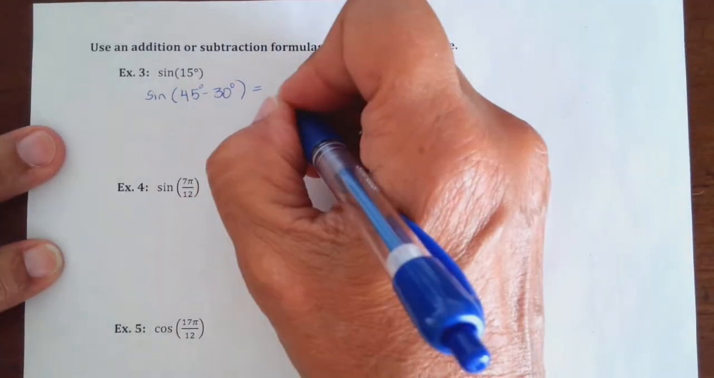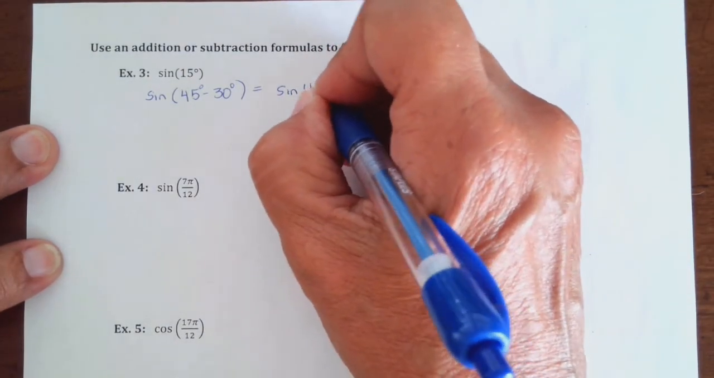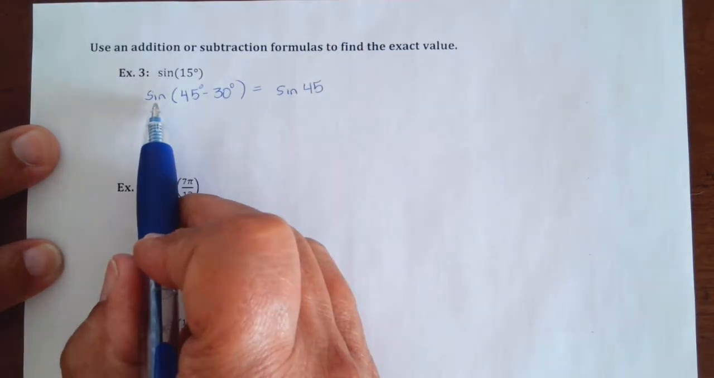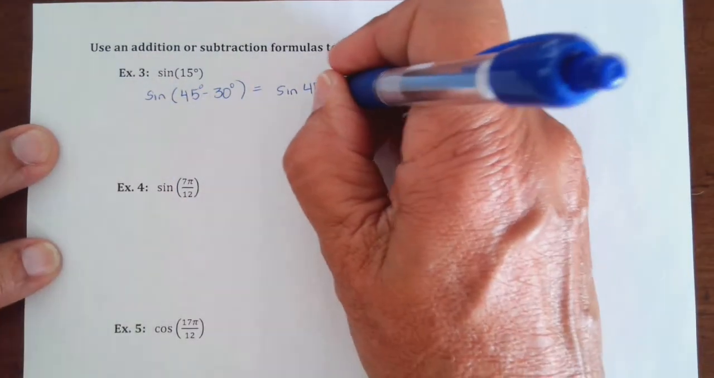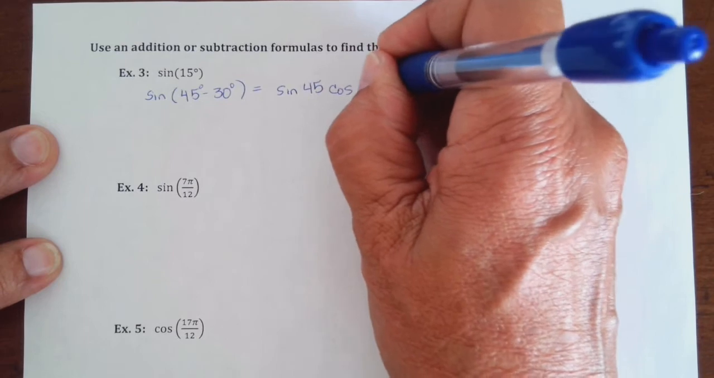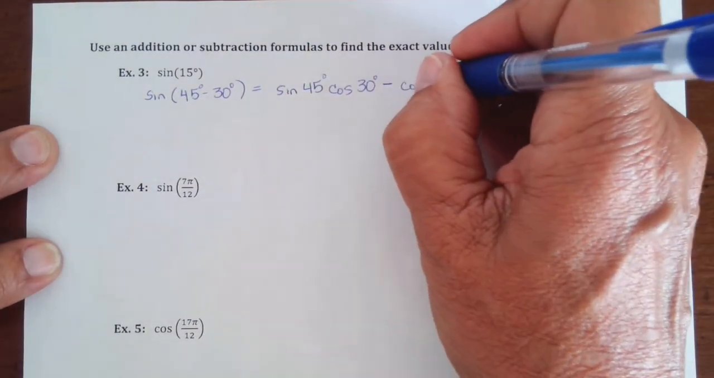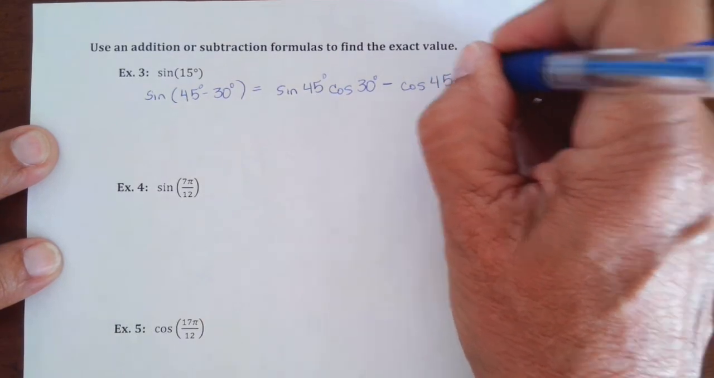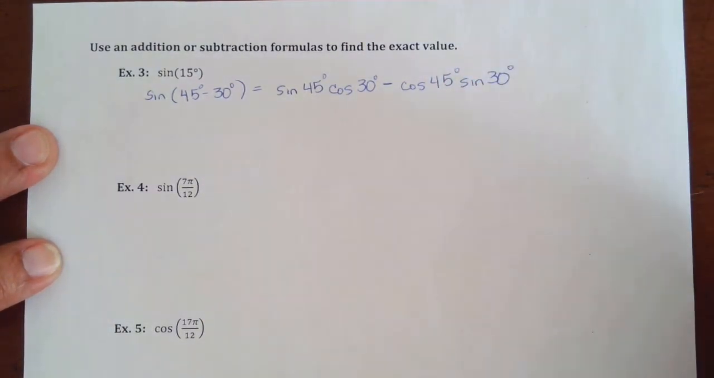So I would do the sine of 45. Remember, when you're doing sine, it's the same sign in the middle, different words. So then I would do the cosine of 30. Same sign in the middle, so minus. And then the cosine of 45, we're going to switch them up, and then the sine of 30. Okay, so again, they're going to be very similar as we go.